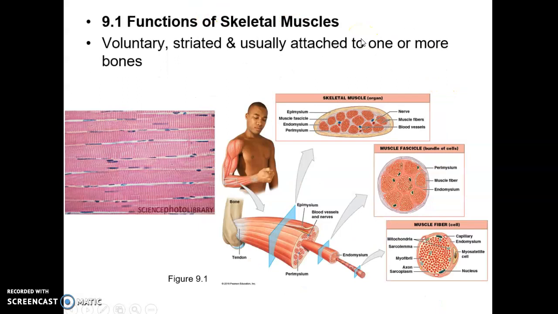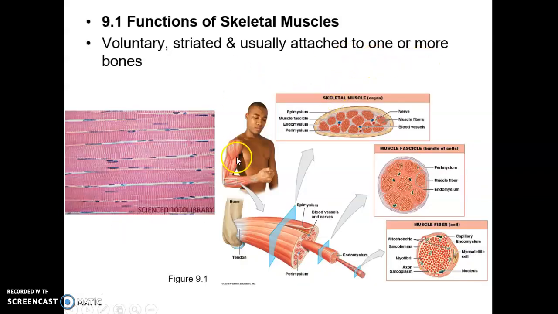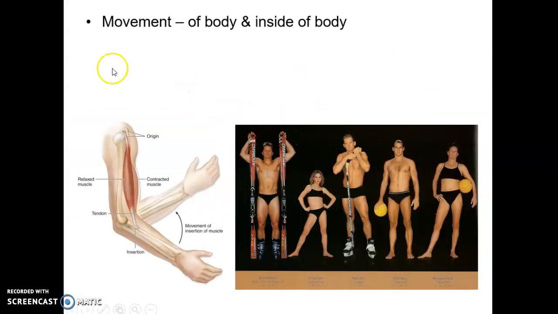So overall functions: skeletal muscles are voluntary, so they move our skeleton and allow us to manipulate things in the environment. And they're usually attached to one or more bones. So they cause movement of the body and inside of the body.